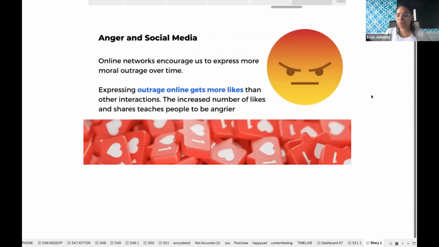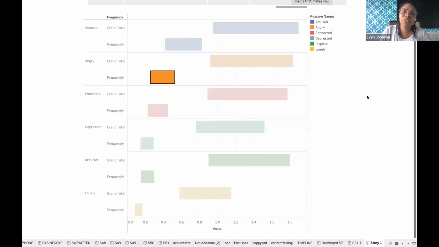Anger in social media, I found this one to be particularly interesting. Online networking encourages us to be more angry over time. That's because the angrier you are online, the more likes and interactions you're going to get. And as we talked about earlier, the brain likes those likes and interactions. So expressing outrage online actually makes your brain happier. It's kind of encouraging us to be a little bit angrier as a society. If you can see it from these charts, 26% of people say they frequently encounter things that make them angry online.